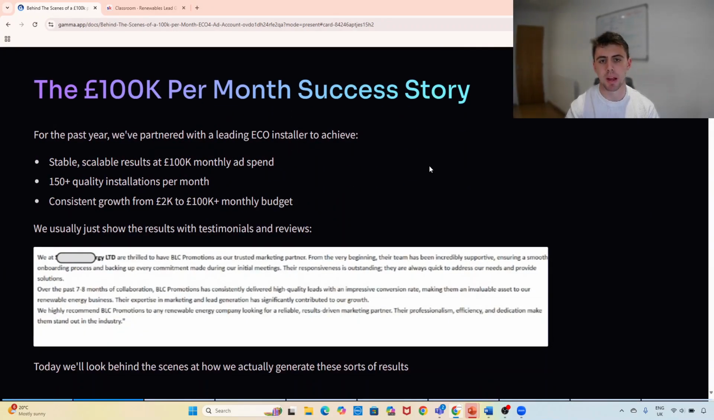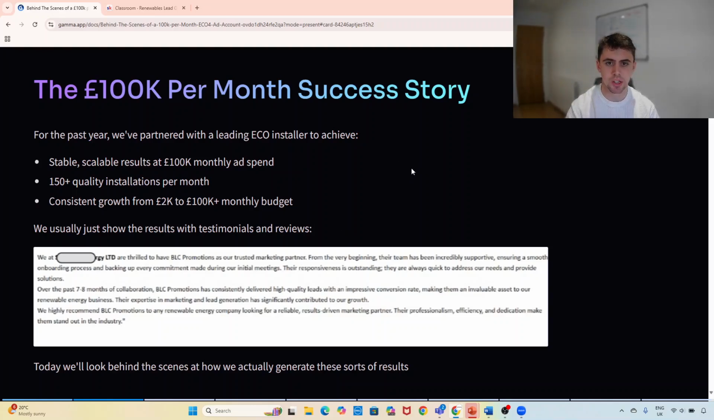So as a bit of background on this particular client, we've been working with them for about a year now, and currently they spend about £100,000 a month and are getting very stable results that are still profitable for them. As I'll get onto in a minute, just from our leads alone in August, they'll do 150 plus quality installations. And we've actually taken this client from spending £2,000 a month in their first month with us, all the way up to spending £100,000 a month now, about a year in.